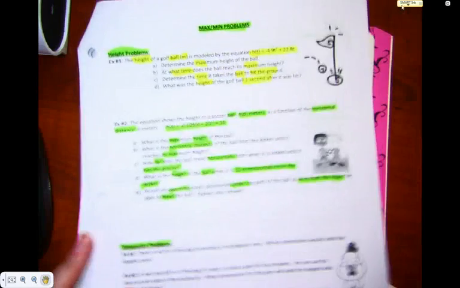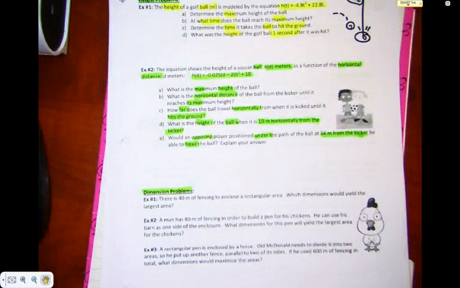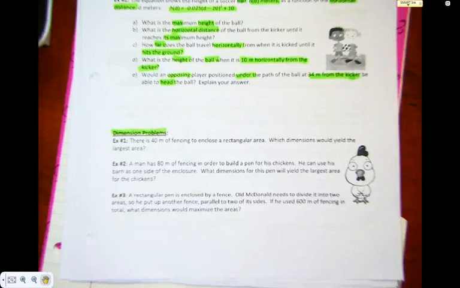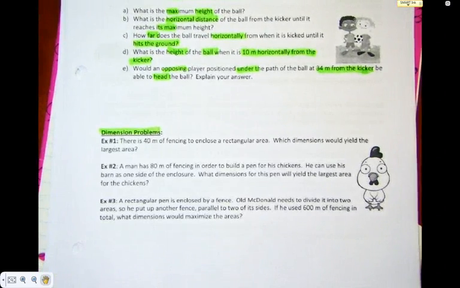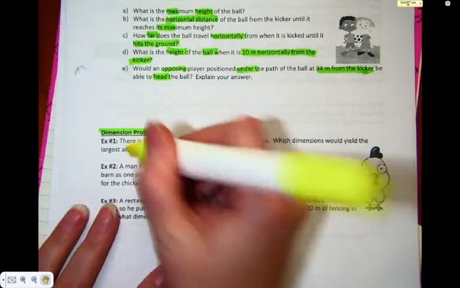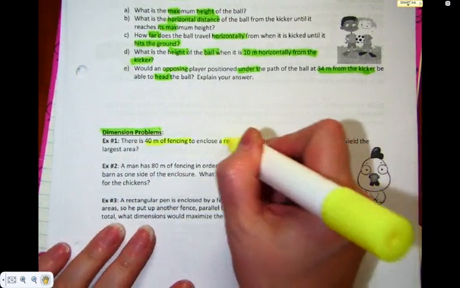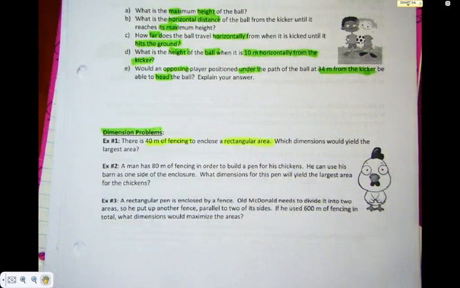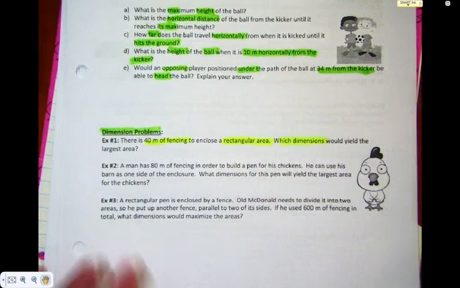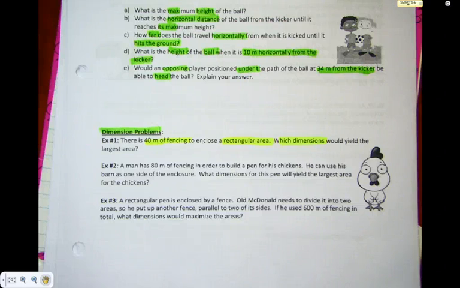Don't overthink, don't stress out, just read it. What's it about? Fencing. Might all you got in there, maybe area. Okay, let's pick out. So 40 meters of fencing is going to be important. The shape is going to be important. So which dimensions tells you what you want.